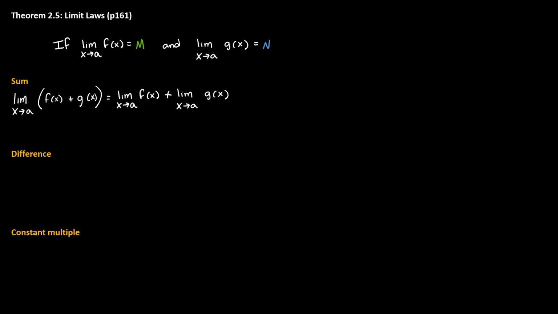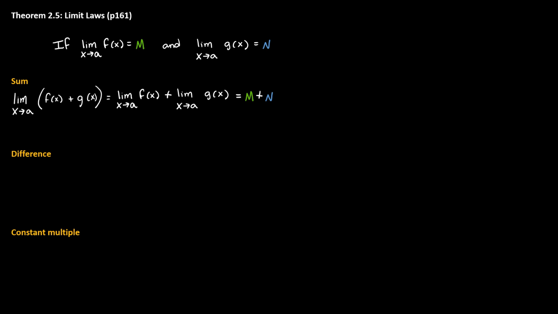So the limit goes into this sum and applies to each of the functions that are being added together. And since we know that the limit as x approaches a of f of x is m, and the limit as x approaches a of g of x is n, we can just say that that sum is the same thing as m plus n.